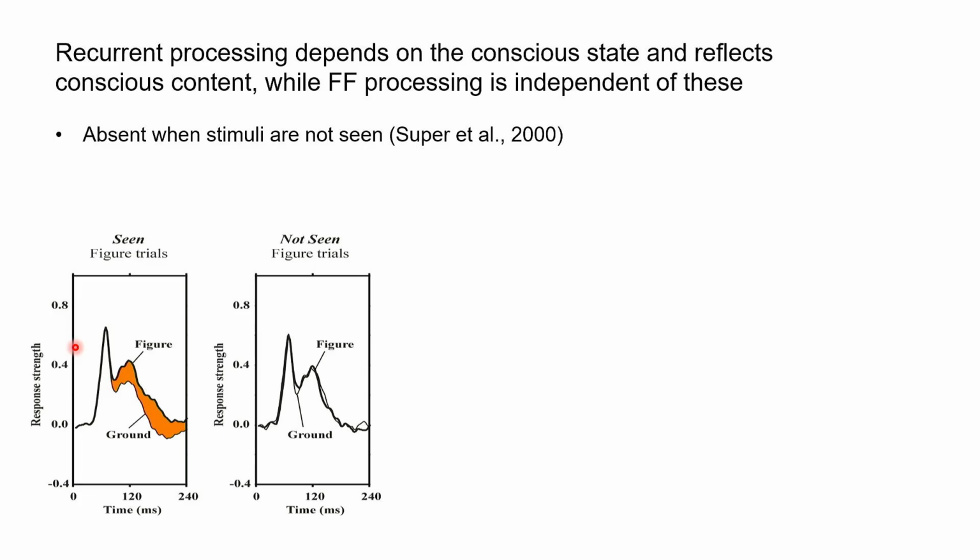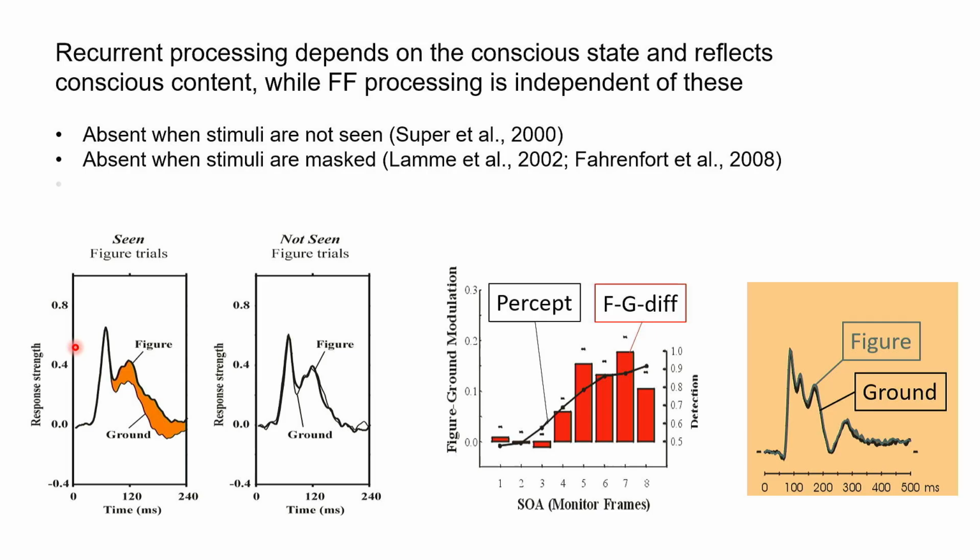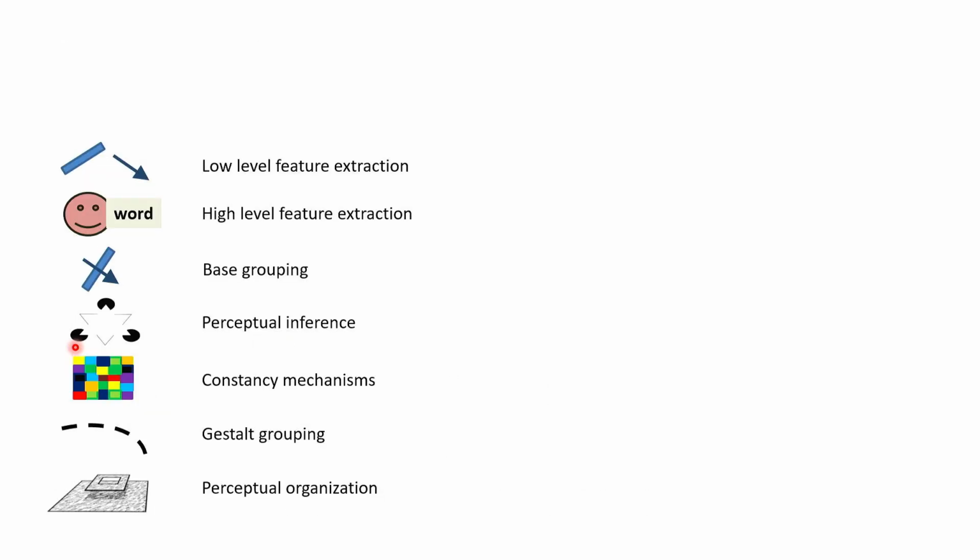Recurrent processing is absent when stimuli are not seen. I showed you this experiment with the quasi-blindside paradigm. It's absent when stimuli are masked. Showed you that. It's absent during anesthesia. So all these things pointing to, well, of course, feed-forward processing is still intact.